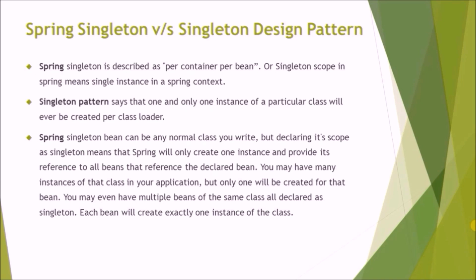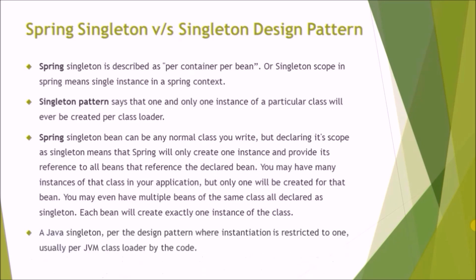You may even have multiple beans of the same class all declared as Singleton. Each bean will create exactly one instance of the class. A Java Singleton, for the design pattern, is where instantiation is restricted to one, usually per JVM class loader, by the code. I hope this video will help you to remember all types of scope provided by Spring.